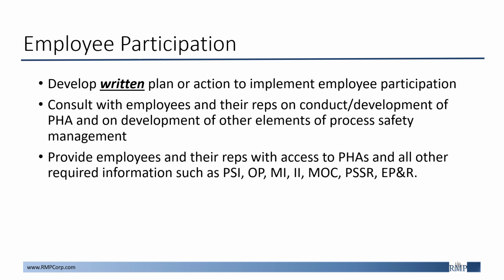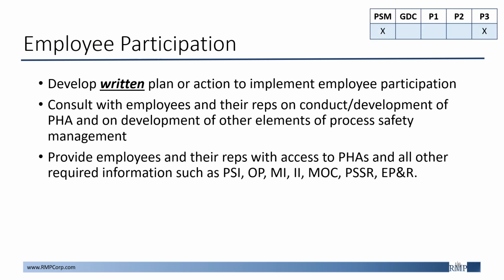Next up is employee participation. Make sure to develop a written plan of action to implement employee participation. You should consult with employees and their representatives on conduct and development of PHA and on development of other elements of process safety management, and make sure to keep them in the loop. Lastly, provide employees and their representatives with access to PHAs and all other required information, such as the process safety information, operating procedures, mechanical integrity, incident investigation, management of change, pre-startup safety review, and emergency planning and response.